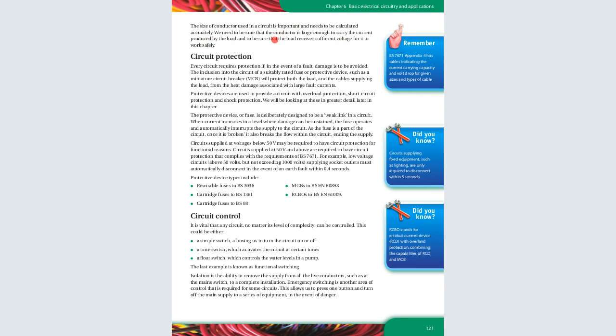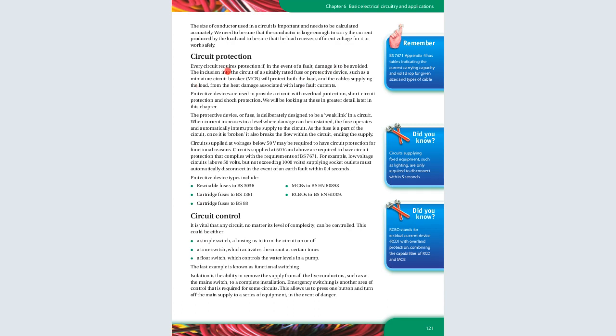So we need to be sure that the conductor is large enough to carry the current produced by the load, and be sure that the load receives sufficient voltage for it to work safely. Now the current protection. What is current protection? Every circuit requires protection if, in the event of a fault, damage is to be avoided.